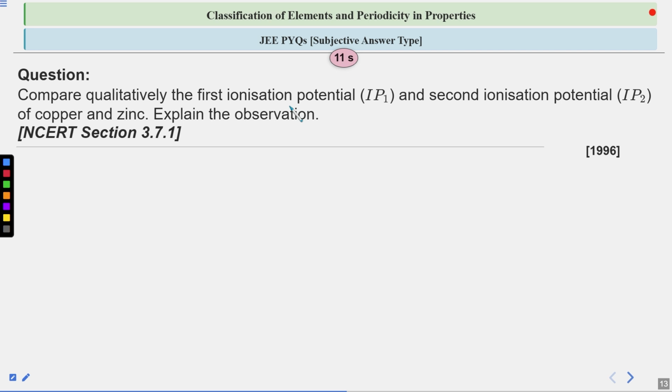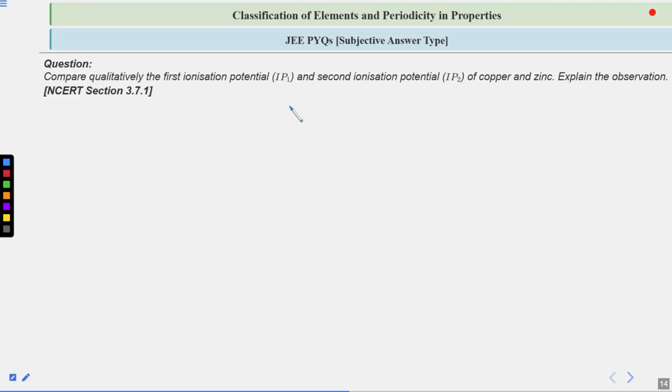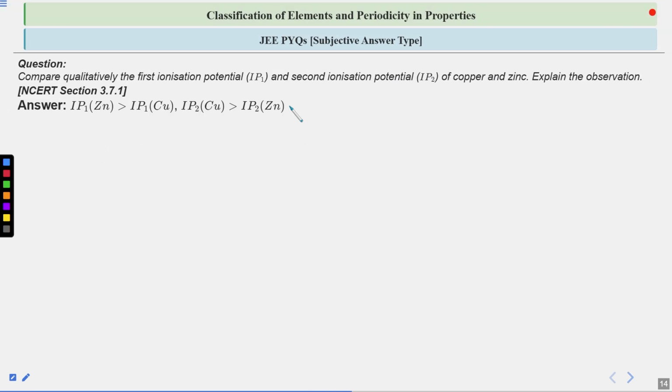Just think about the noble gas configuration: which one will attain the noble gas configuration after the removal of an electron. Okay, your time is up. If you know the answer, you can write it here. For those who have solved it, zinc will have the greater first ionization potential. The first ionization potential of zinc will be greater than that of copper, but the second ionization potential of copper will be greater than that of zinc.